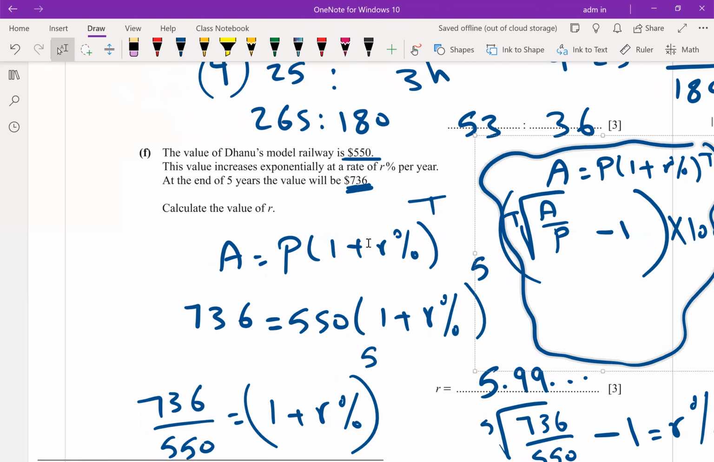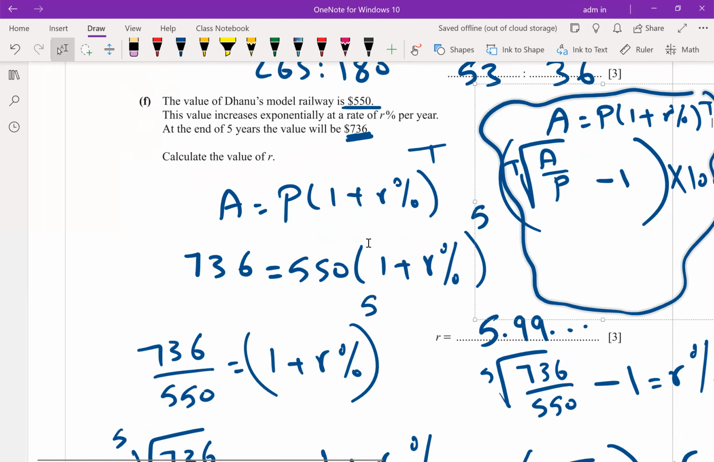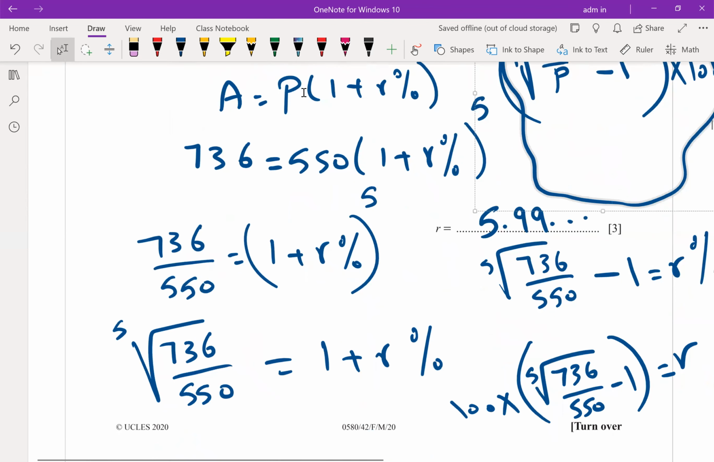At least 3 significant figures. So the final answer will be at least 3 significant figures, will be what? 6? Okay, it will be 6.00. Correct, you are right.